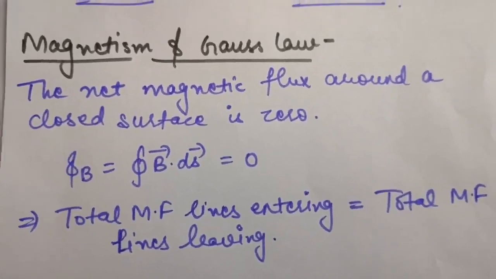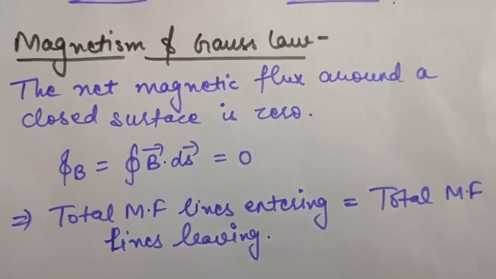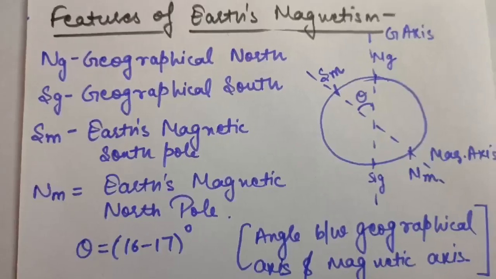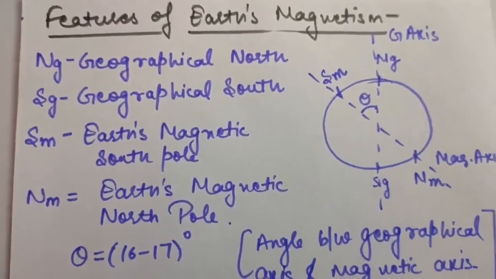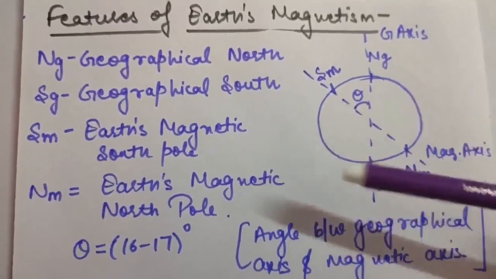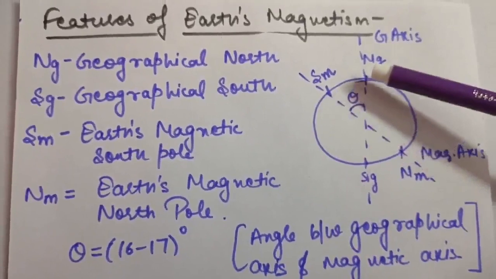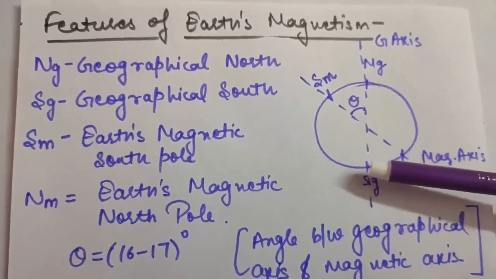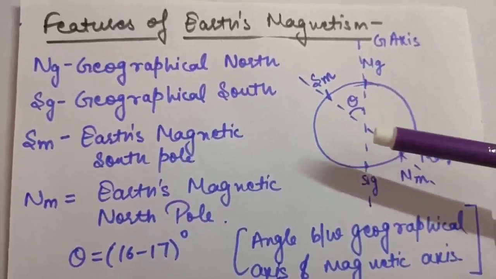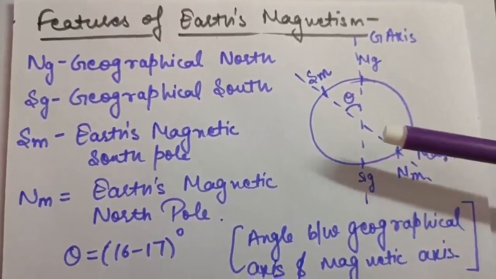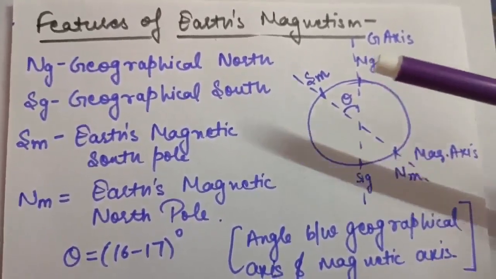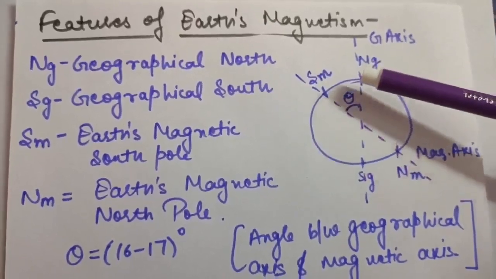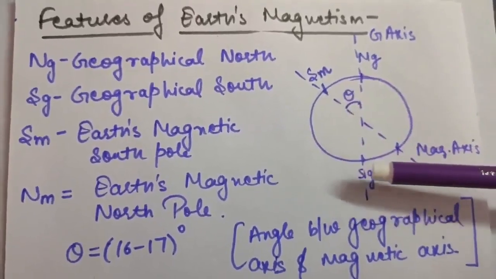Okay, so now we will talk about the Earth's magnetic field and we will see the various axes that are related. So let us start with Earth's magnetic field. Next we'll talk about features of Earth's magnetism. Now this is the Earth. The geographical north is here and geographical south is here. It was seen that if we suspend a magnet freely, then it comes to rest with its north pole near the geographical north and its south pole at the geographical south.